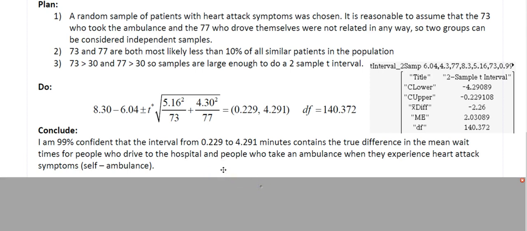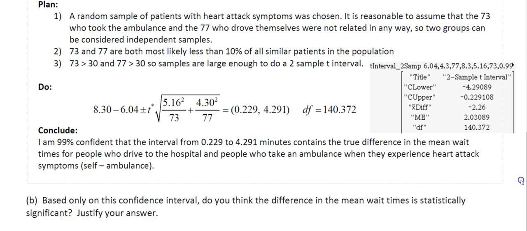I'm 99% confident that the interval from 0.229 to 4.291 minutes, notice I put the units here, contains the true difference in mean wait times for people who drive to the hospital and people who take an ambulance when they experience heart attack symptoms. And notice I put self minus ambulance. Whenever you're doing a difference of two means or difference of two proportions, it's really important to make it absolutely clear which direction you are subtracting, because the difference here indicates that people who drive themselves take longer than people who take an ambulance. And that is actually what we're going to talk about in our next part.